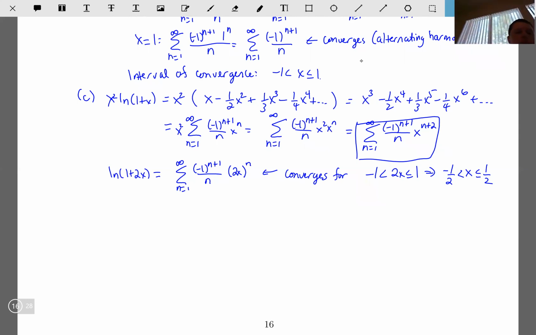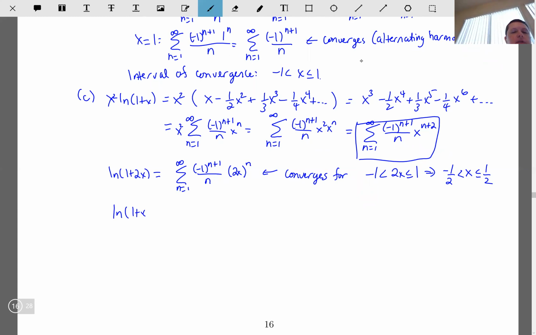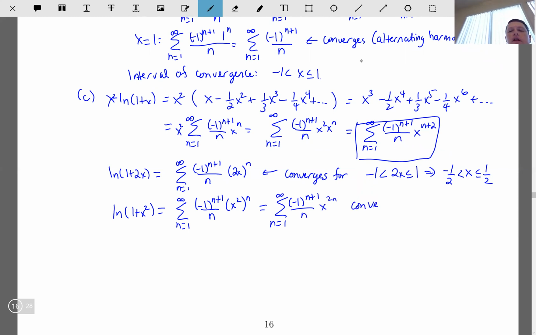And the third one was, what is the natural log of 1 plus x squared? So again, we do the exact same thing. We start with our series and just replace x by x squared. And the nice thing is that we absolutely know the convergence. Well, this converges if x squared is greater than negative 1 and less than or equal to 1, but well, what does that mean?